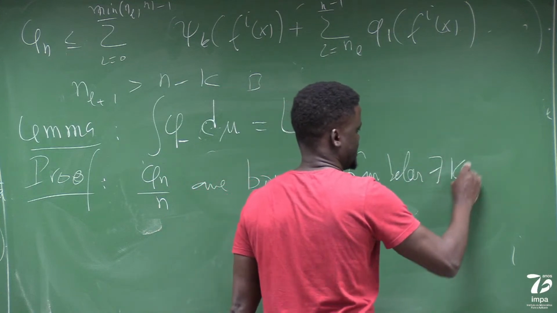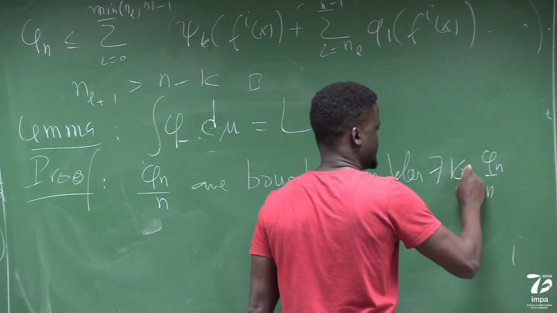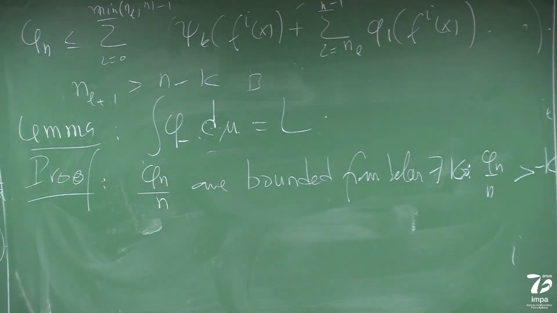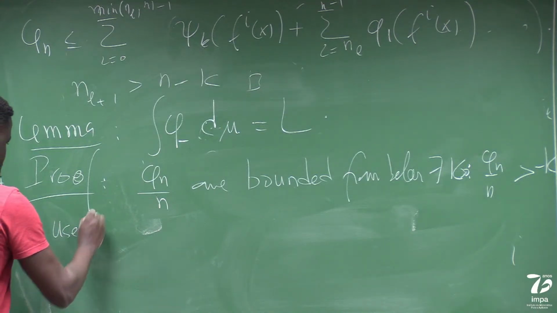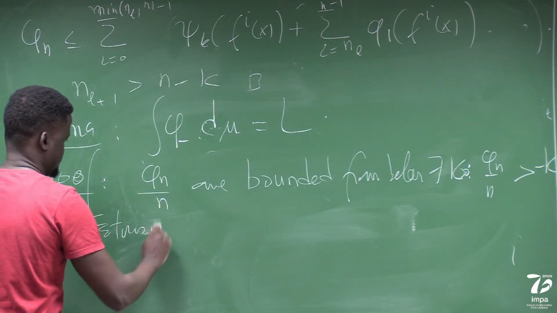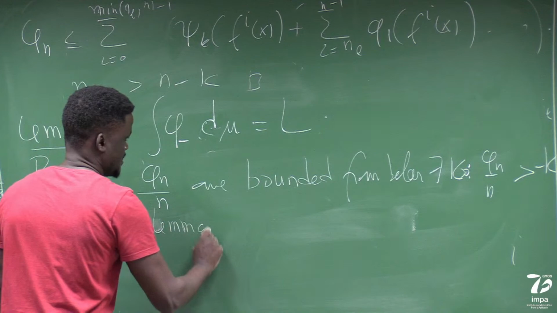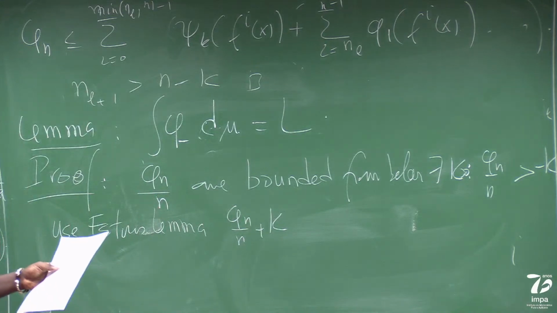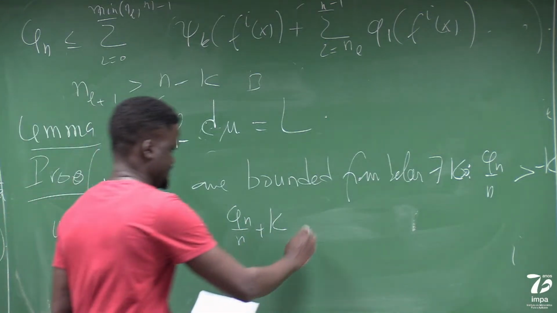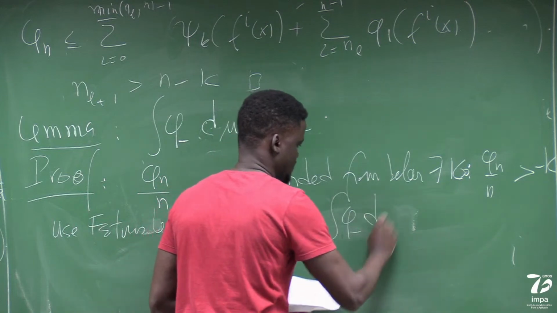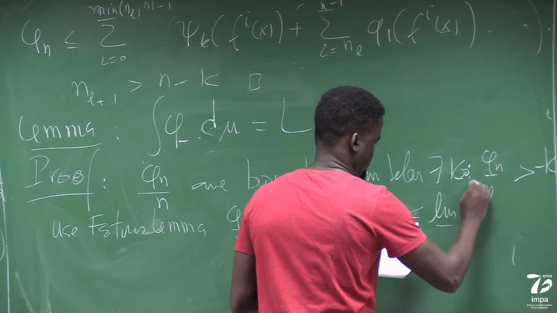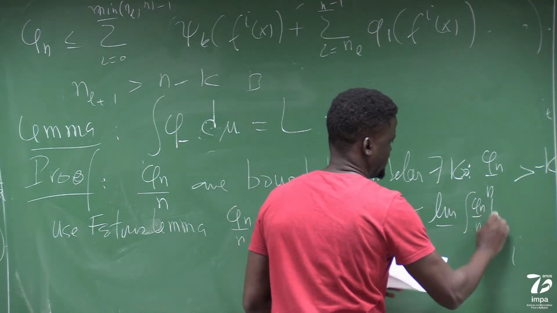Meaning that there exists k such that phi n over n, k positive, is greater than minus k. Now use Fatou's lemma, because you have phi n over n plus k for this function to have the integral less than the lim inf of the integral of phi n over n d mu, which is L.